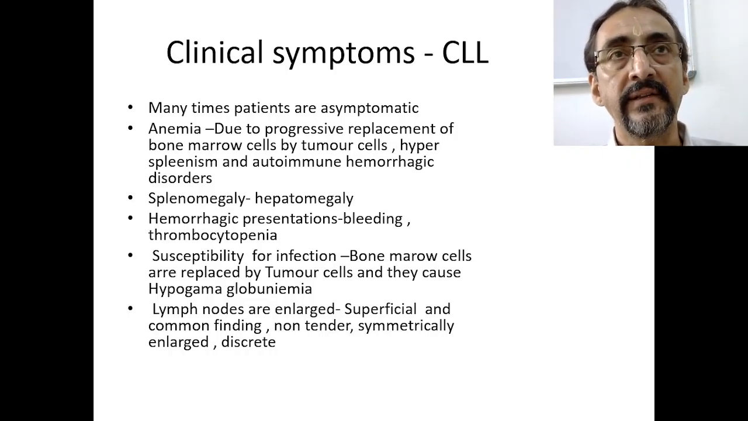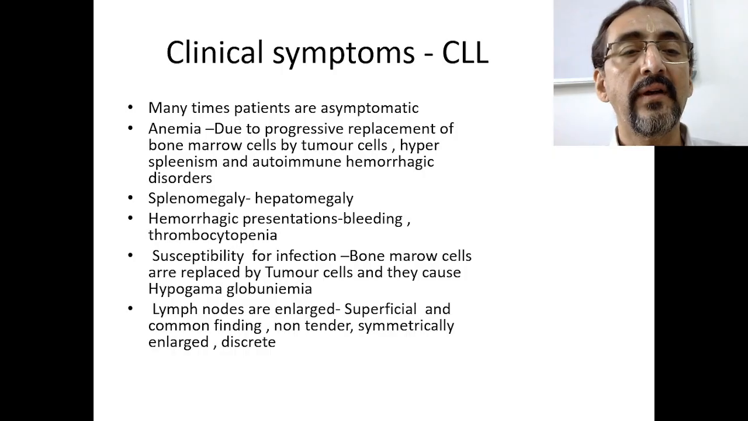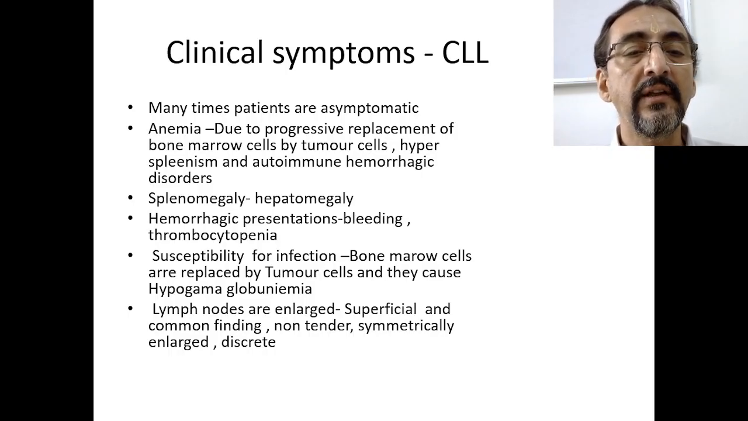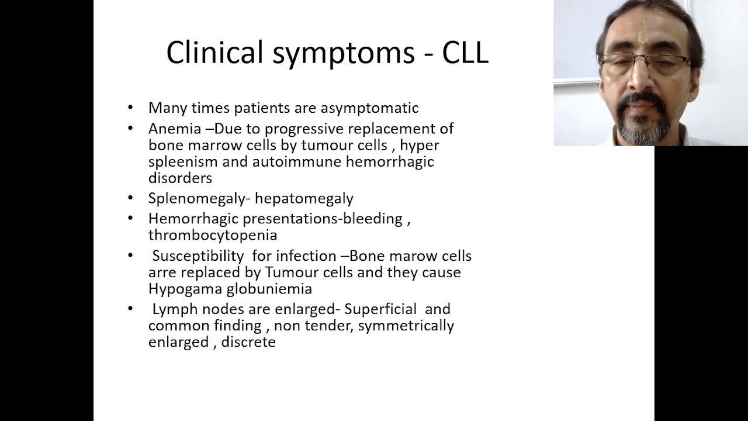Susceptibility for infection is always there. Bone marrow cells are replaced by the tumor cells, and they cause hypogammaglobulinemia. The lymph nodes also get enlarged. Superficial and common finding is lymph node enlargement. Lymph nodes are usually non-tender, symmetrically enlarged and discrete.